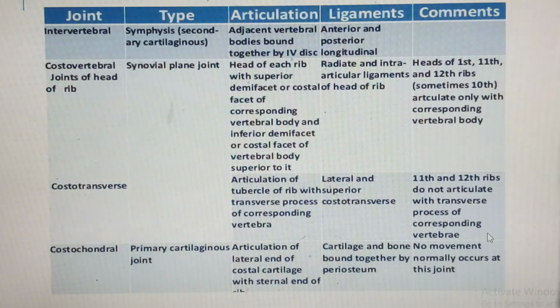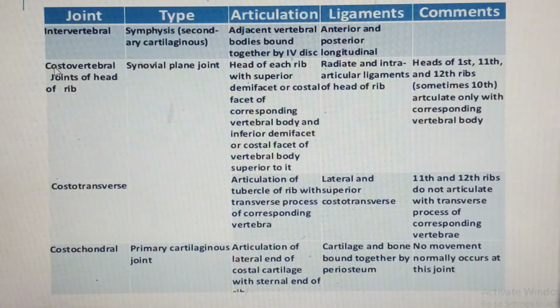Now, I want to quickly organize the joints we've been talking about. The intervertebral disc joint, because it is found in the midline of the body, is a symphysis type of joint, and that's secondary cartilaginous, bonding the bodies of adjacent thoracic vertebrae or other vertebrae together. Later on we get to know the ligaments associated with it, the anterior and posterior longitudinal ligaments.